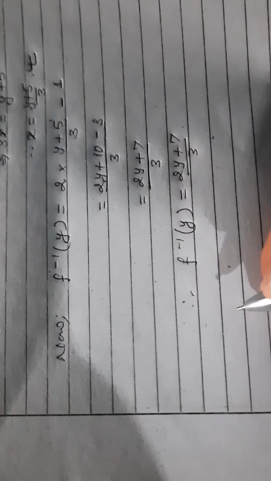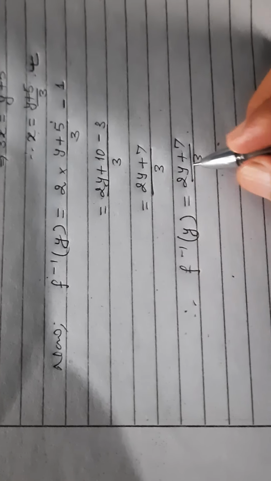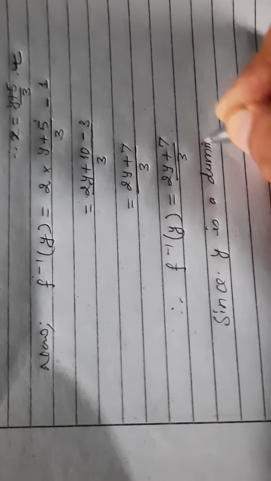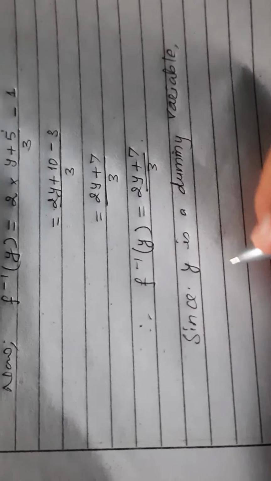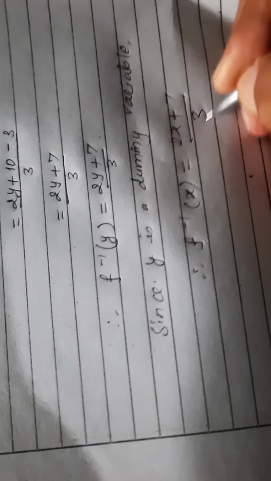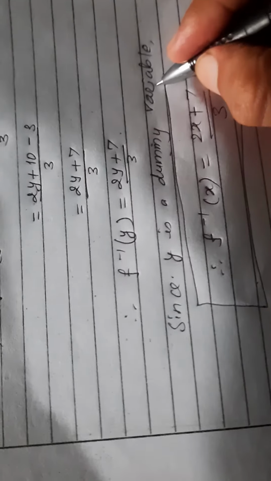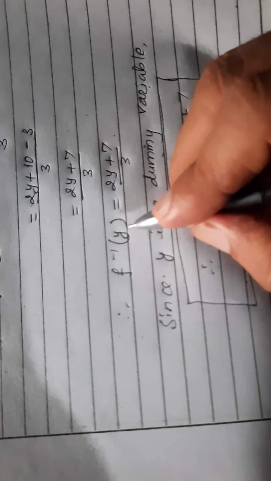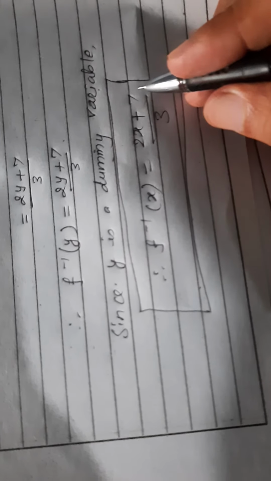But we need to find the value of f inverse x. So now how to convert this y into x? We should know that in the function, y is a dummy variable. Since y is a dummy variable, it can be replaced with any variable. Okay, therefore f inverse x is equal to 2x plus 7 by 3. This is our final solution. Dummy variable means the variable which can be replaced by any other variable. Okay, so we get here now f inverse x is equal to 2x plus 7 by 3 as our final answer.